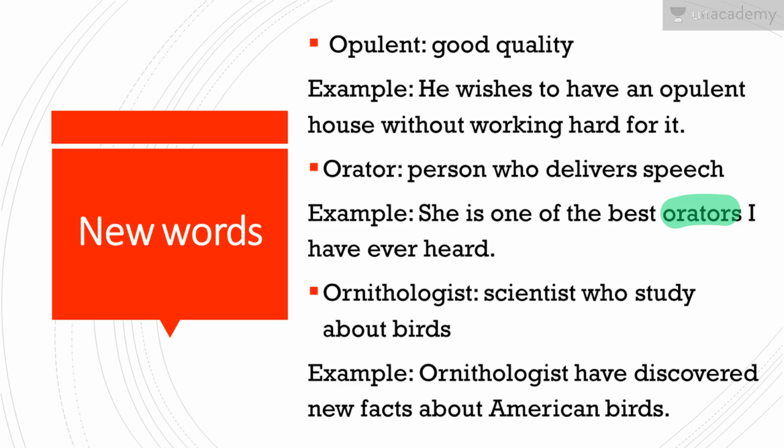Now, last word is ornithologist. Ornithologist is a scientist who study about birds. Example, ornithologists have discovered new facts about American birds. So it means scientists who study about birds have discovered new facts about American birds.